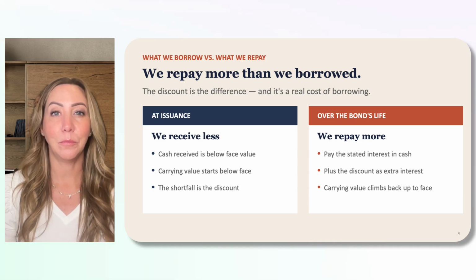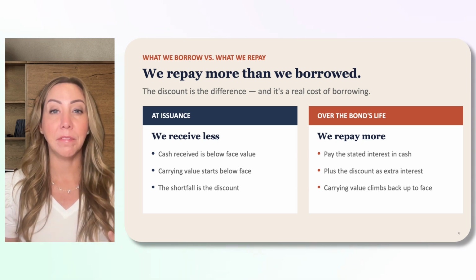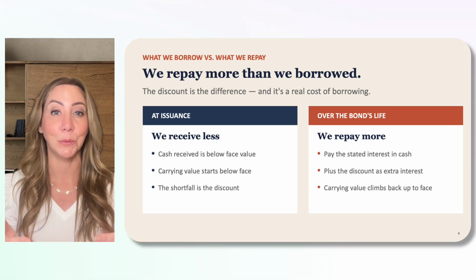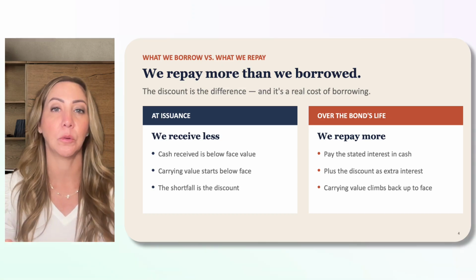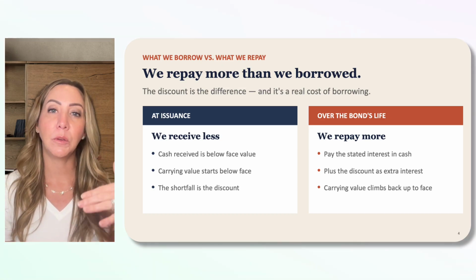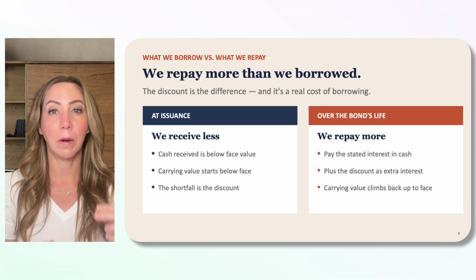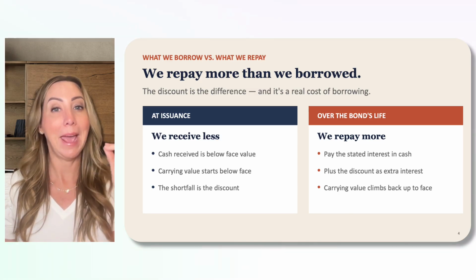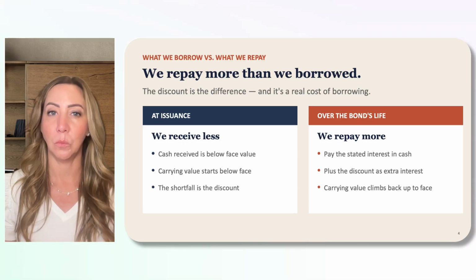Then, over the bond's life, we do two things. We pay the stated interest in cash each period. That part's the same as always. But on top of that, we're effectively paying the discount back too, as extra interest, a little bit each period until at maturity we hand over the full face amount. So the carrying value climbs period by period from the discounted price up to face. We borrowed less than face. We repay full face. The difference is extra interest. That's a discount in one breath.